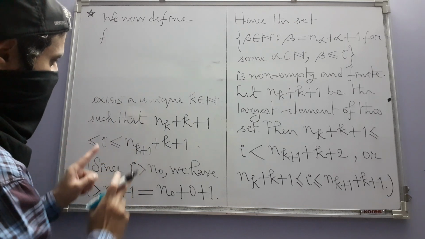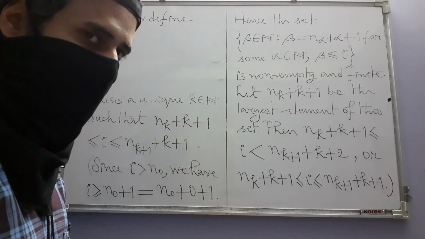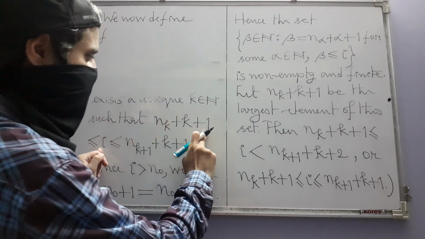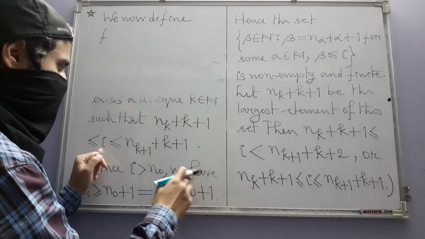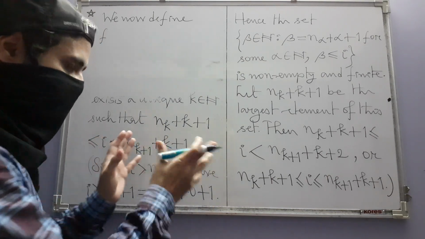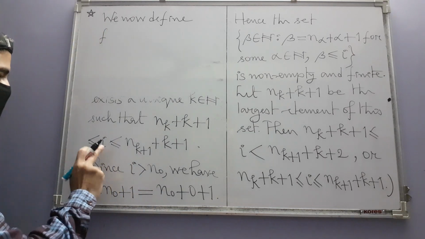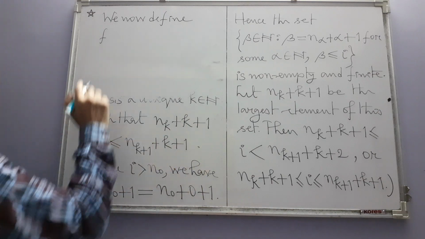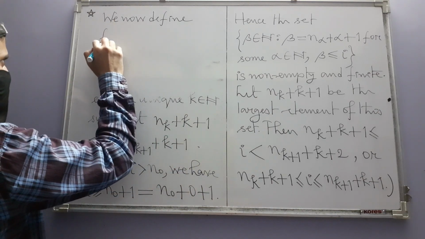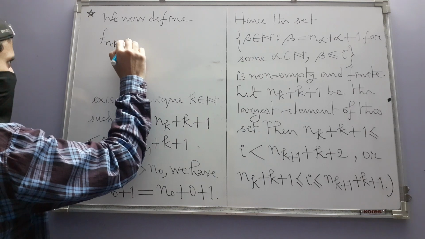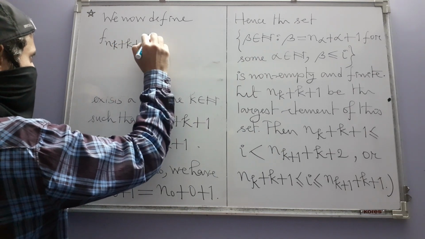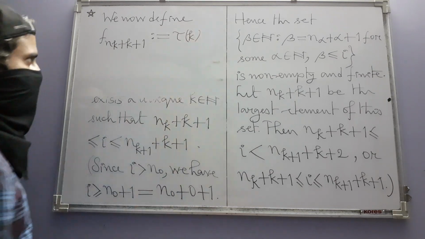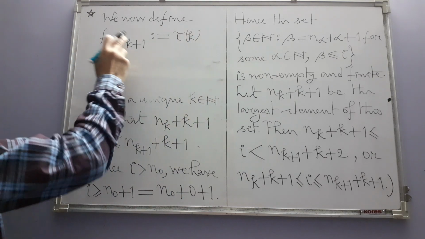So you see, there are two cases that we will consider. In one case, i is equal to this, and in the other case, i is greater than this, but of course satisfies these inequalities. So the first case is what happens to f_i if i is equal to this. In that case, what is f_i according to us? That means f(nk plus k plus 1), this we are going to define as simply tau of k. Okay, that's what f of this means.